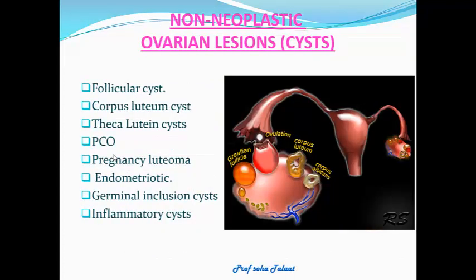What are the non-neoplastic ovarian lesions? And they are mostly in the form of cystic lesions. Follicular cyst, which is a normal follicle; we will take the normal physiological development that occurs in the ovary. This diagram shows the normal ovary. The normal ovary shows antral follicles. What are the antral follicles? They are small follicles present in the ovarian stroma.